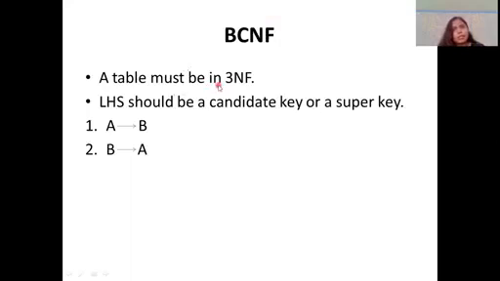Same student example we can apply here. To check whether a particular table is in BCNF, we have to make sure that the table has qualified the criteria of third normal form. Then we will be checking the BCNF condition. The BCNF condition says: LHS should be a candidate key or a super key. If this condition is satisfied, we will tell that the table is in BCNF. If this condition is not satisfied, then we directly tell it is not in BCNF.